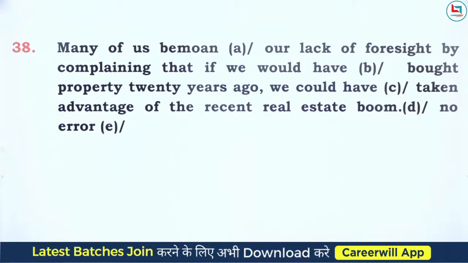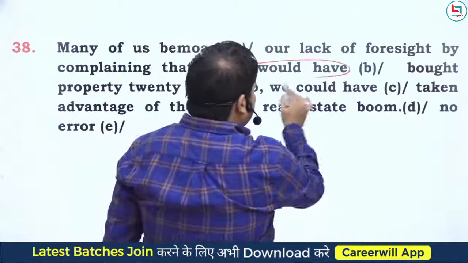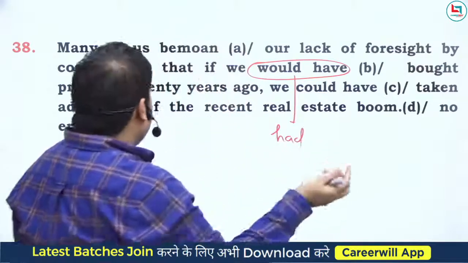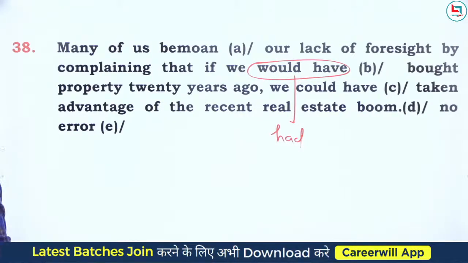Many of us bemoan our lack of foresight by complaining that if we would have bought property 20 years ago, we could have taken advantage of the recent real estate boom. If we would have bought, that is incorrect. If we had bought. ये दर्द बड़े सारे लोगों को होता है ना रियल एस्टेट में. So if we had bought property 20 years ago, we could have taken advantage of the recent real estate boom.